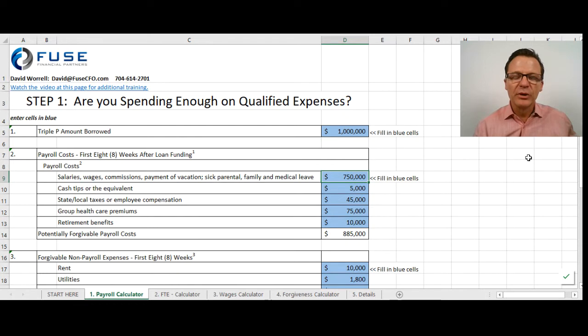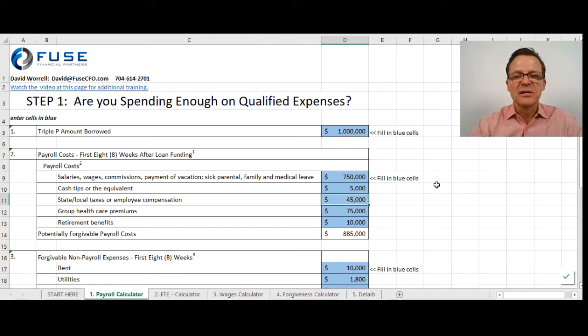Okay, don't throw it out completely. I've had customers do that. They say, well, I'm making more than $100,000, so my payroll doesn't count. That's not true. If you're making more than 100, only the part over 100 does not count. Everything up to $100,000 is a qualified salary. So put all that in there.